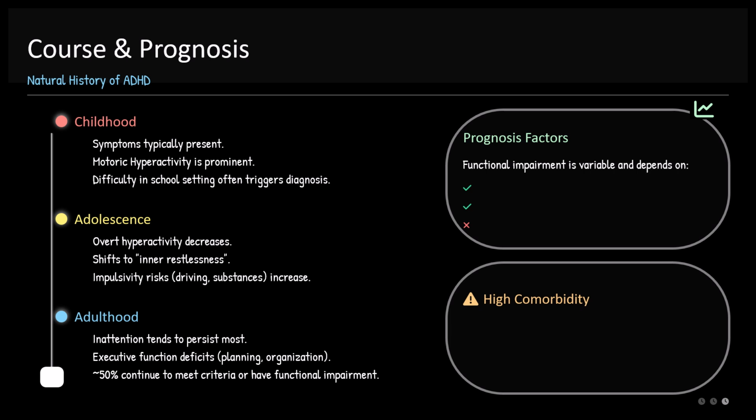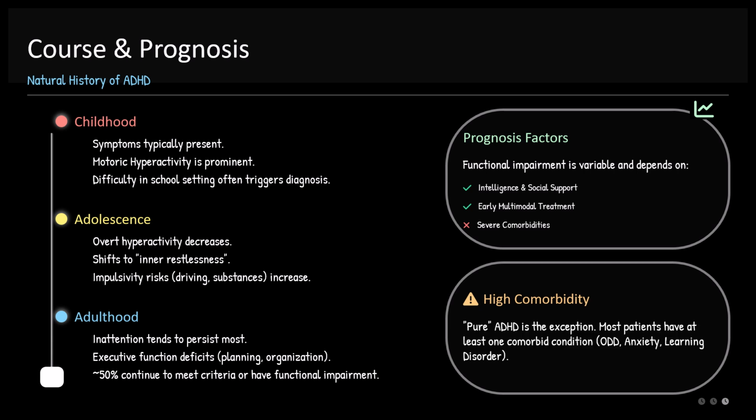It's important to know a good prognosis versus a poor prognosis because it might get tested on the exam. So intelligence and social support are good prognostic factors. And then early treatment also is a good prognostic factor. A poor prognosis is severe comorbidities with the ADHD. And ADHD does come with a high comorbidity. It's pretty rare for someone to just have pure ADHD. Most kids have at least one comorbid condition, such as ODD, anxiety, or a learning disorder.